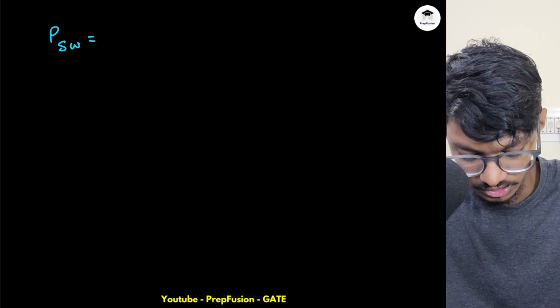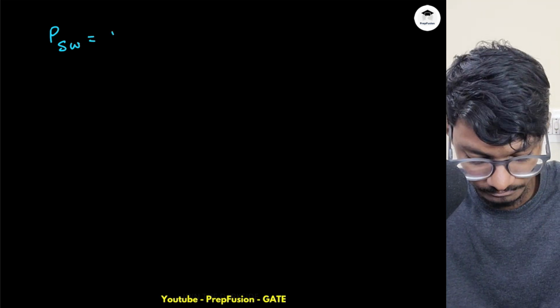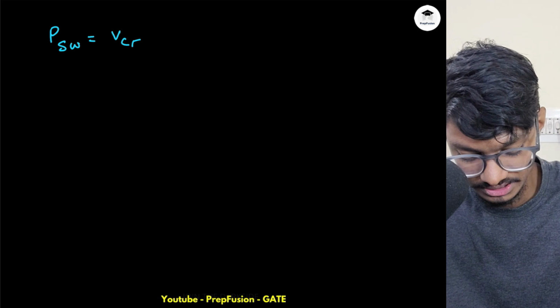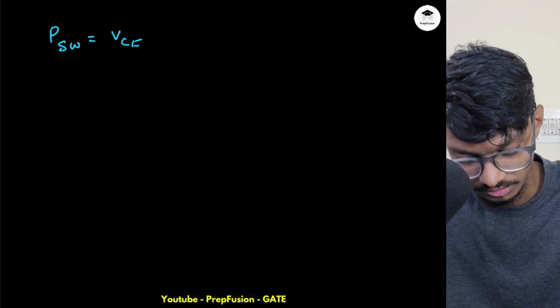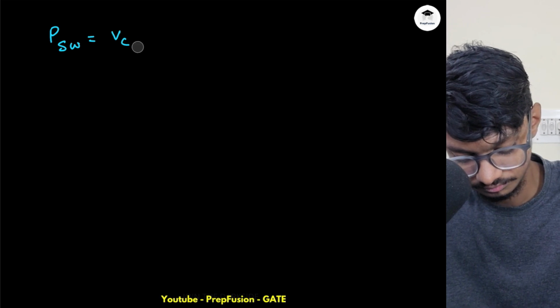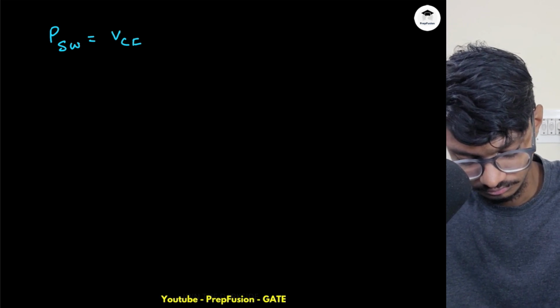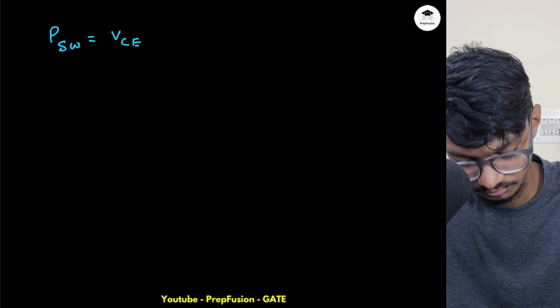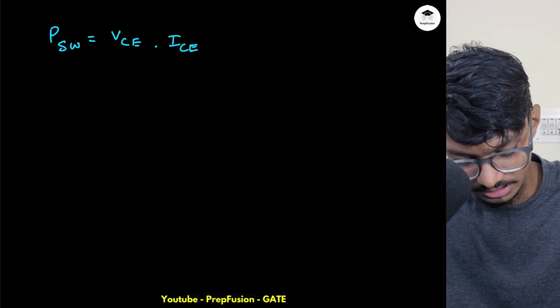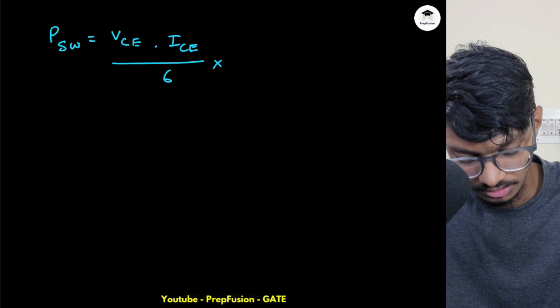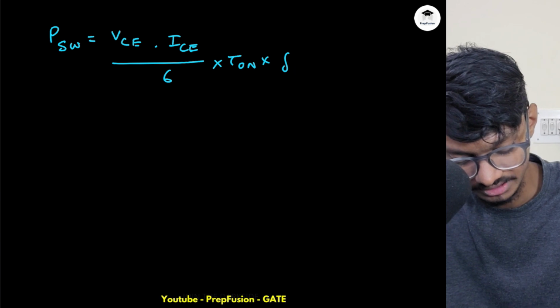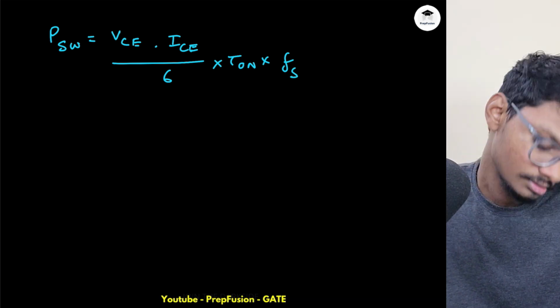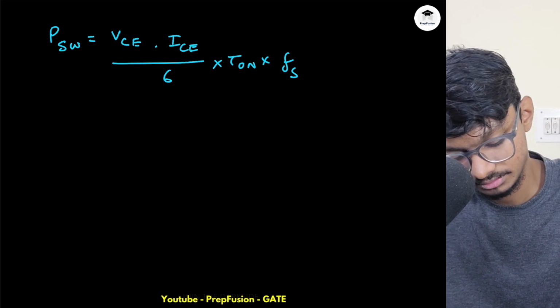So the switching loss formula is simply VCE sat, not VCE, the maximum value, into ICE divided by 6 into T on into Fs. Fs will obviously be there, right?